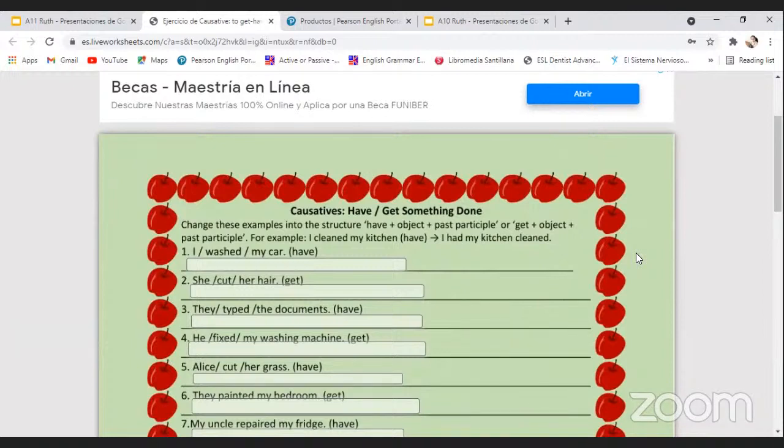Okay then. And then all of the answer, all of the sentences. Well, no, not all of them. Like Alice cut her grass. It must be Alice had her grass cut by her, but I think it is not necessary. It is not necessary to add by who the action was done. Just mention Alice had her grass cut.